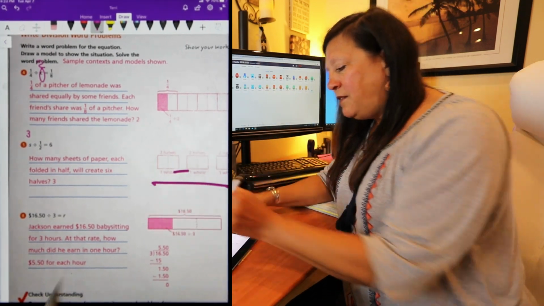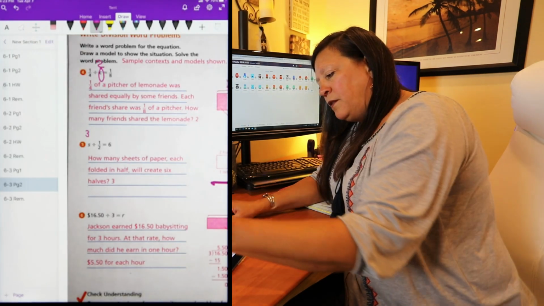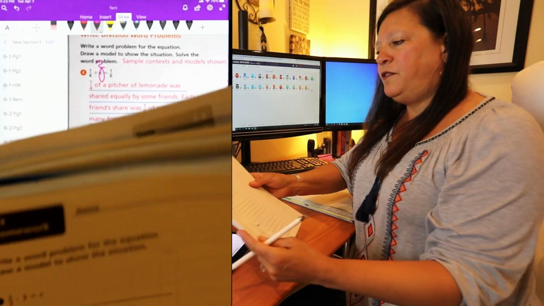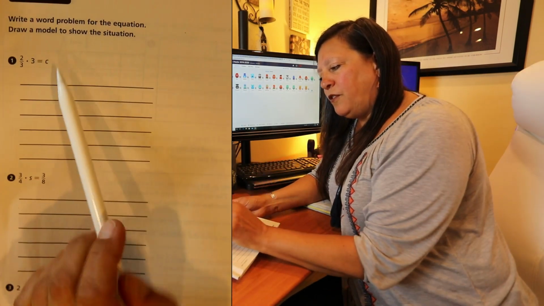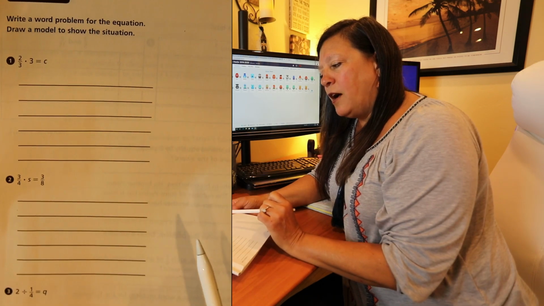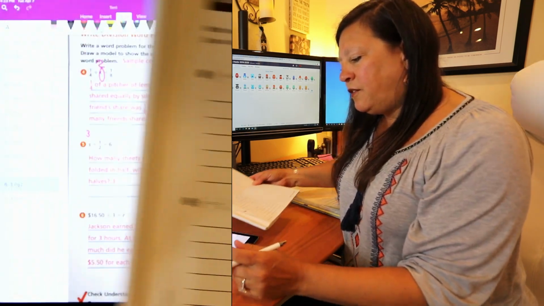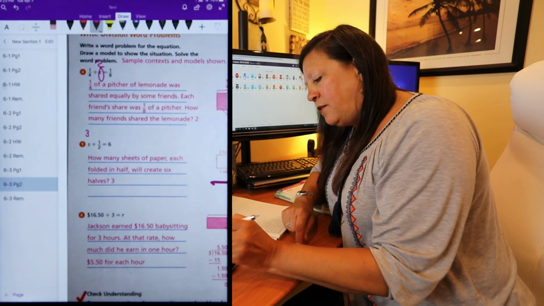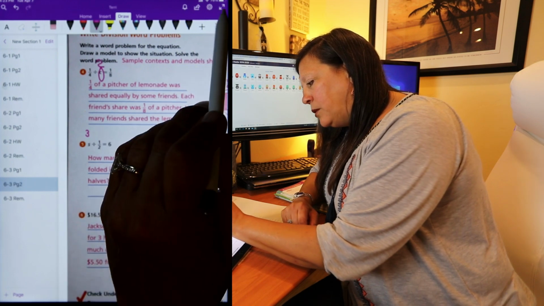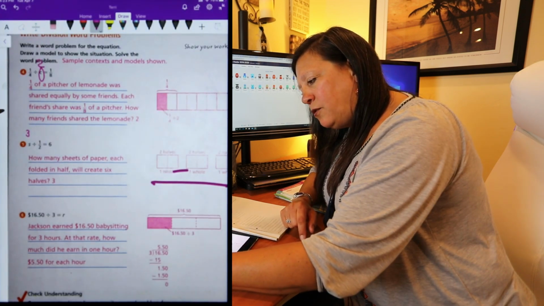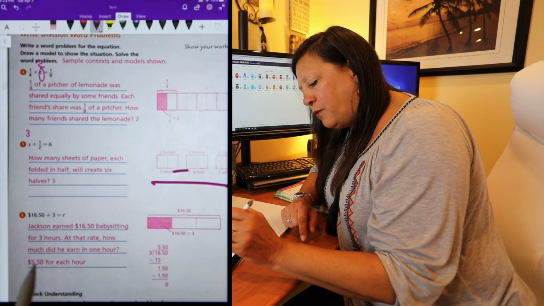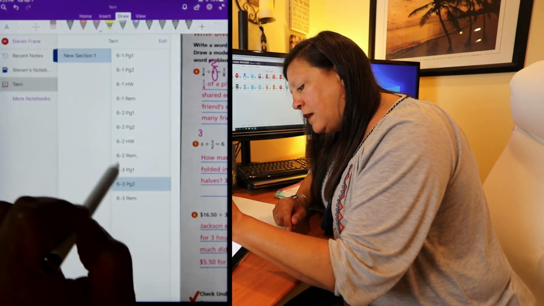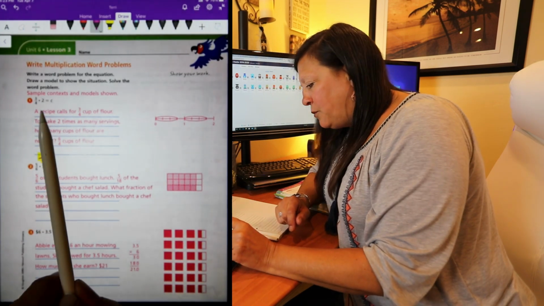Okay, so again, these will be provided to you so that you can use them to complete your 6-3 homework, which is writing a word problem for the equation, draw a model to show the situation. So for number 1, it is 2/3 times 3. So my direction would be to go back to page 247 when you have that resource in front of you. Let's do that. And here is one just like it.